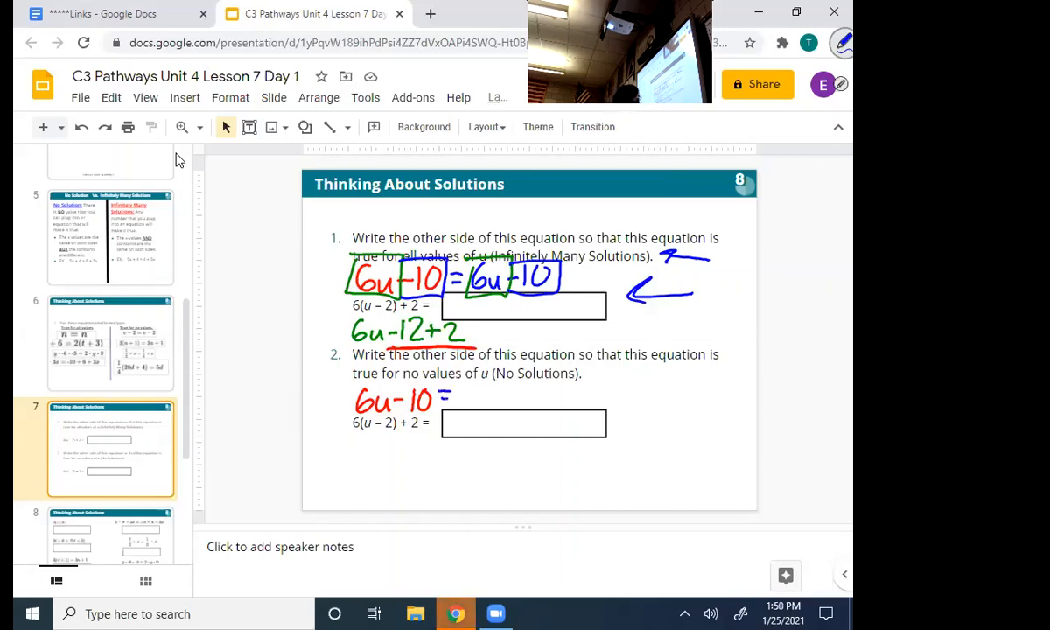This second one here is where it gets a little bit more creative. We have the equation 6u minus 10. What could the other side of the equation look like to have it be no solutions? This is where it gets creative. Very good. No solution. Yes. Oh, very good, Jaden Ramos. It could be 6u plus 10, 6u minus 77, any number other than minus 10.